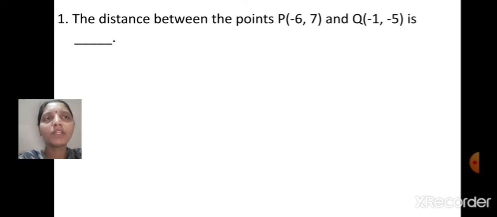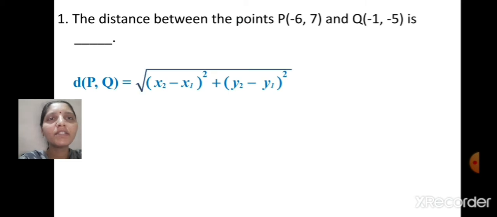The distance between the points P, which has coordinates (-6, 7), and Q, which has coordinates (-1, -5), is dash. Okay, so here we have to find the distance between two points. Which formula can you use here? Correct, you can use the distance formula. So what is the distance formula? Distance PQ is equal to the square root of (x2 - x1) whole square plus (y2 - y1) whole square. Okay, so what is x2 and what is x1 here?